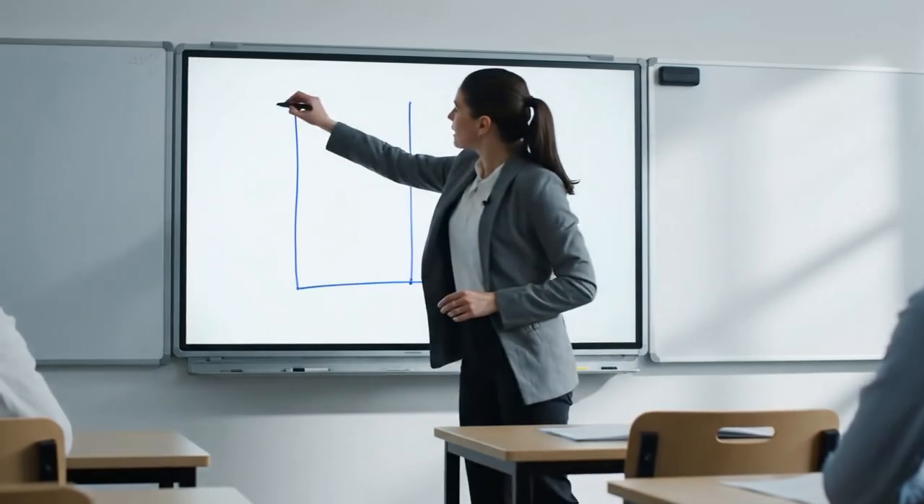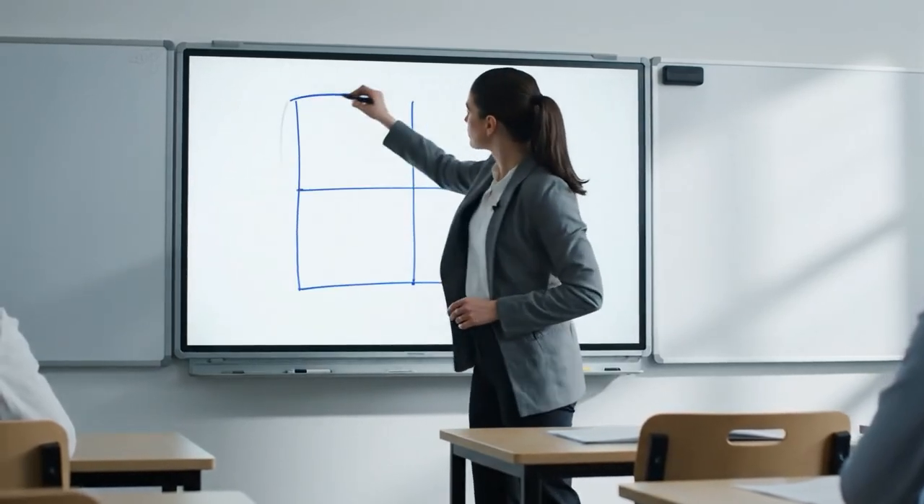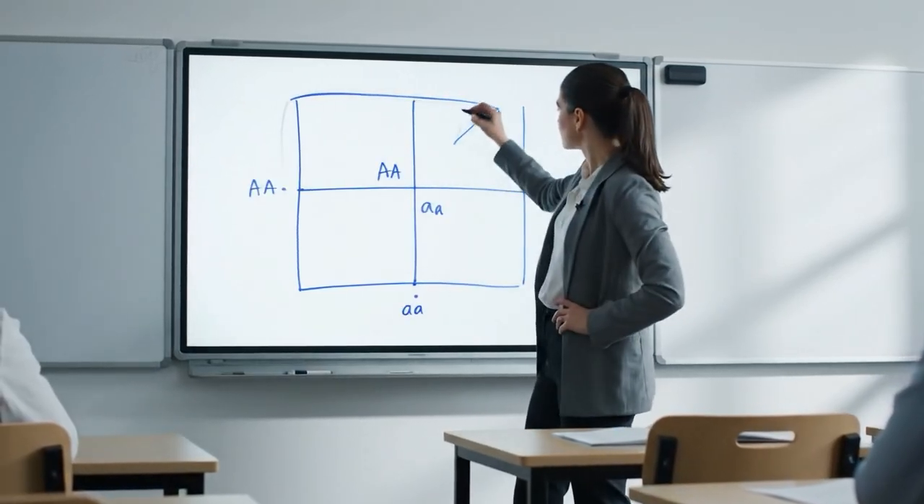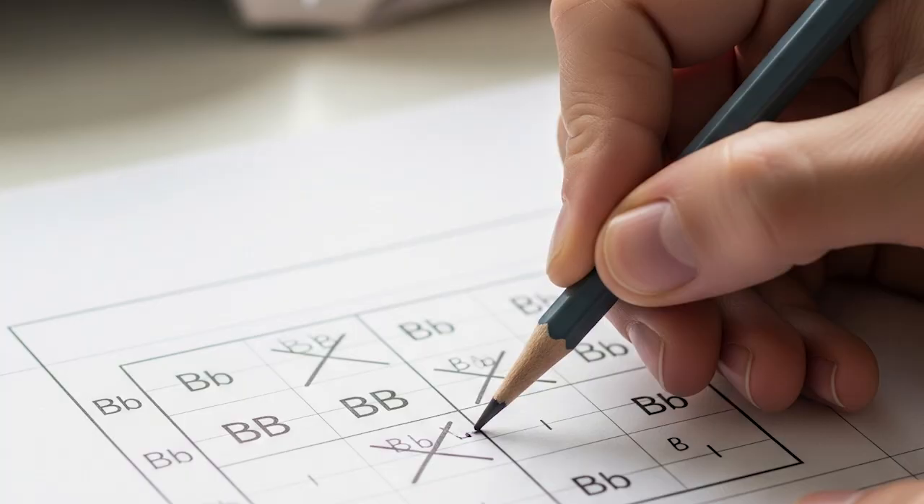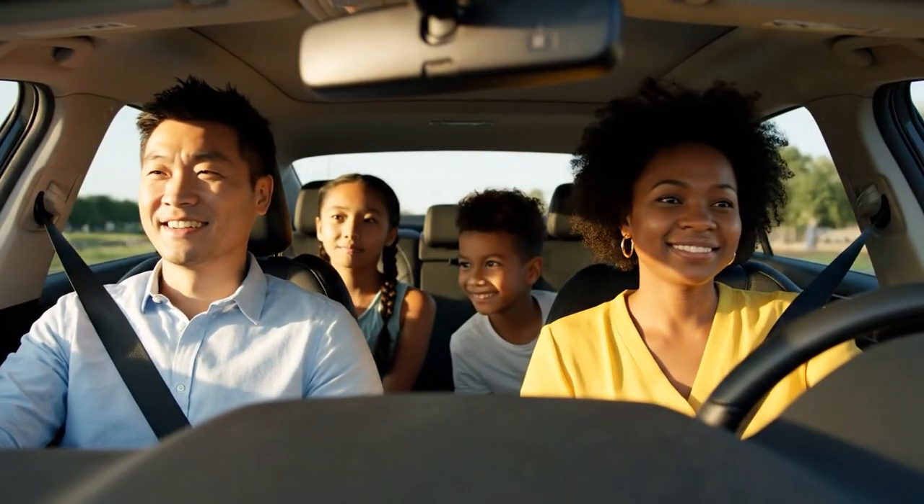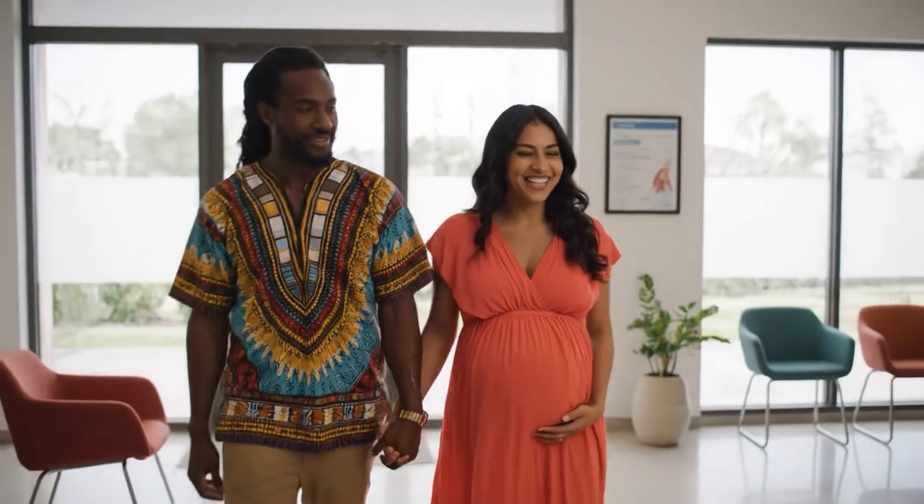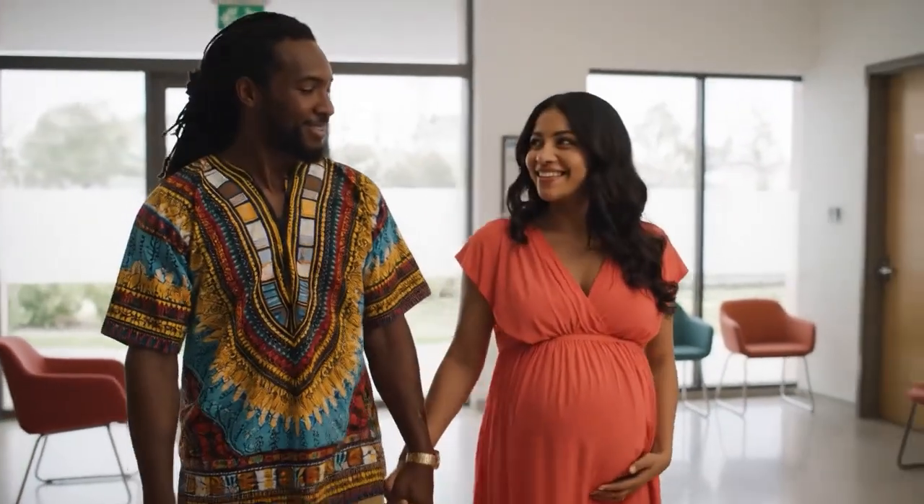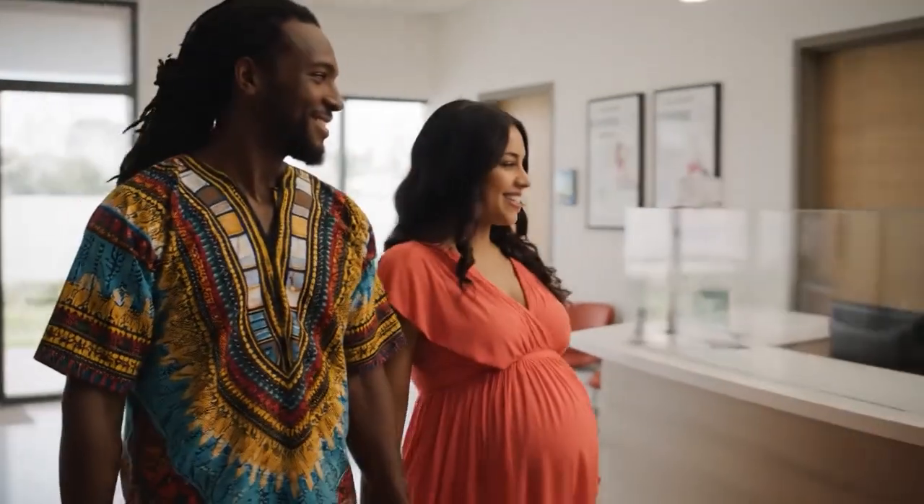A Punnett square is a simple chart used by biologists to predict the possible genetic outcomes for the offspring of two parents. Think of it as a probability table for genes. It shows all the possible combinations of alleles, different versions of a gene, that a child could inherit. So how does a Punnett square work?